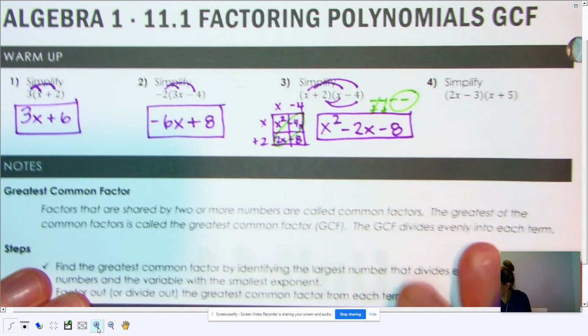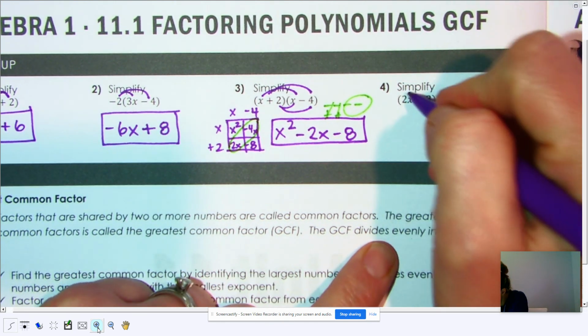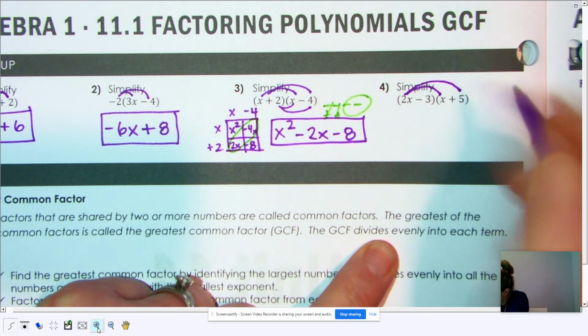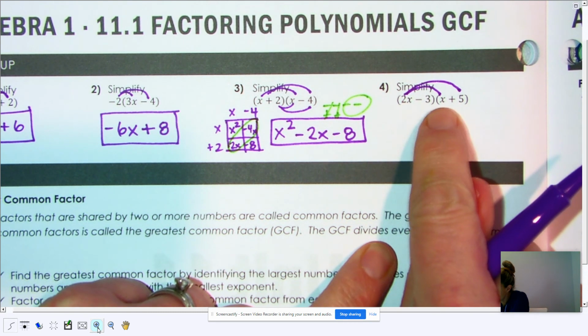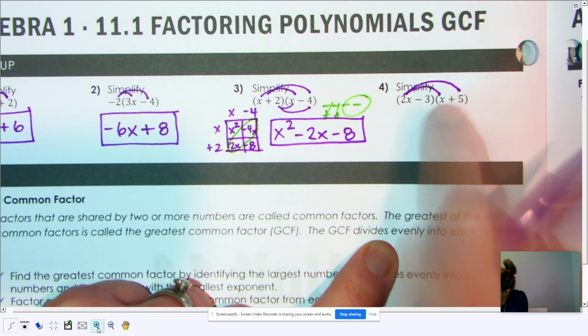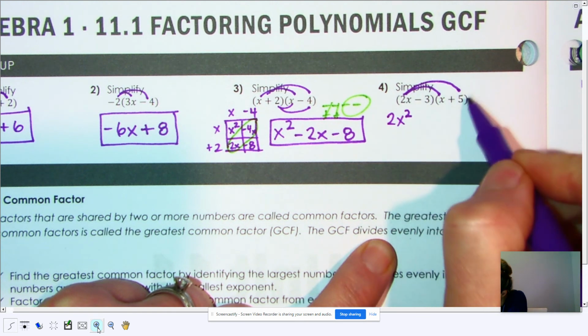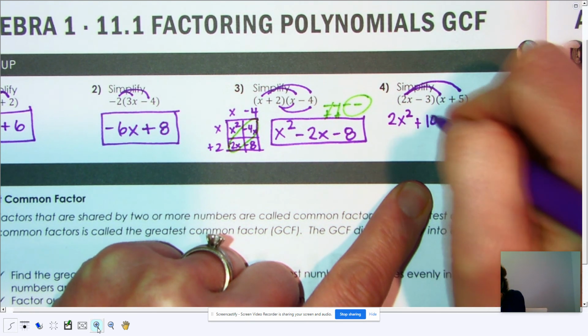So we're going to do another one of these. I'm going to do repeated distribution this time, just to show you something a little bit different. So I'm going to put the 2x, and I'm going to multiply it by x and by 5. So 2x times x is 2x squared. 2x times 5 would be 10x.